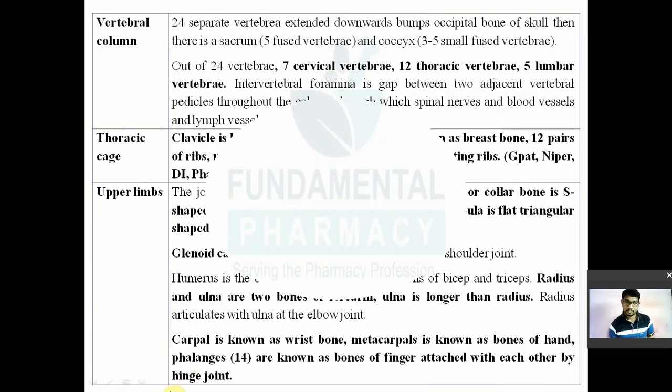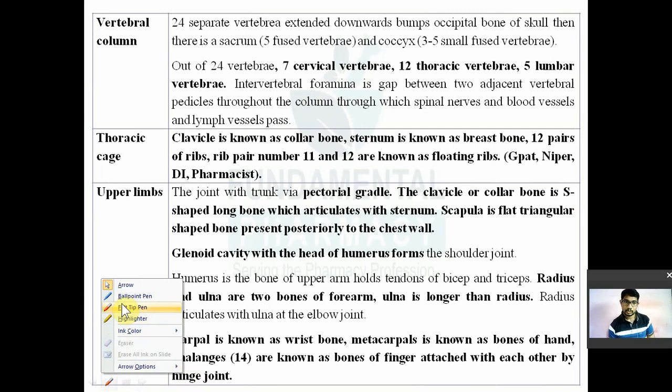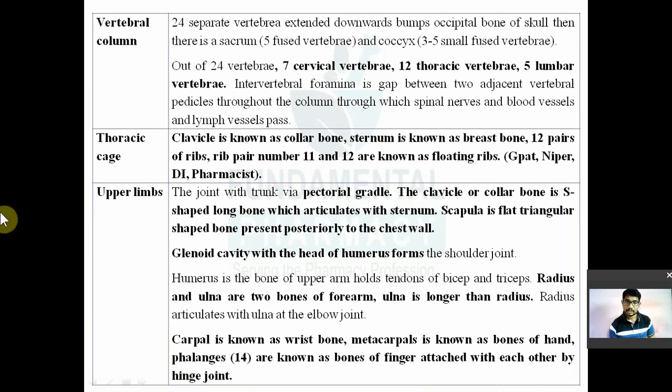In a vertebral column, there are 24 vertebrae which extend downward from the occipital bone of the skull to the sacrum. Sacrum is made up of 5 fused vertebrae. The coccyx is known as a tailbone, made up of 3 to 5 fused vertebrae.